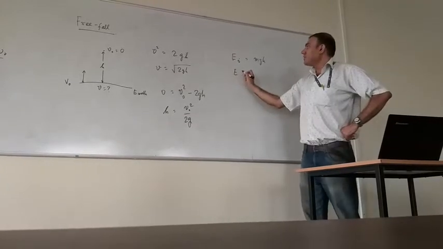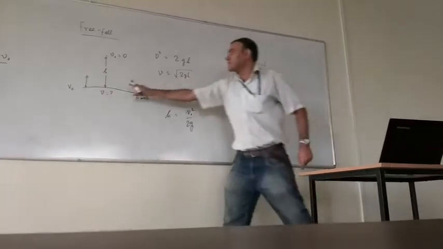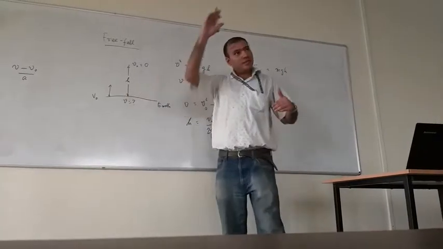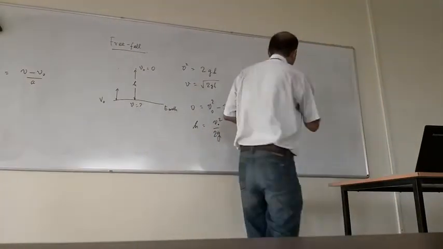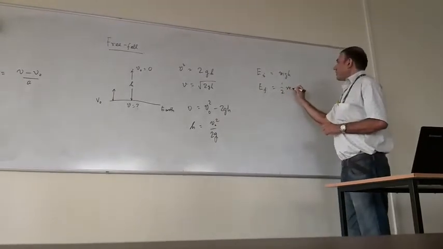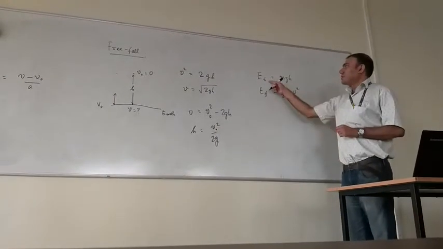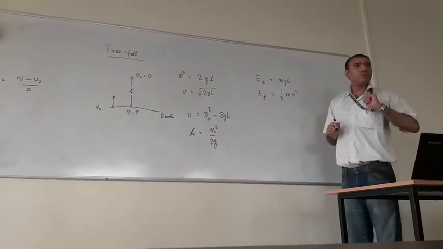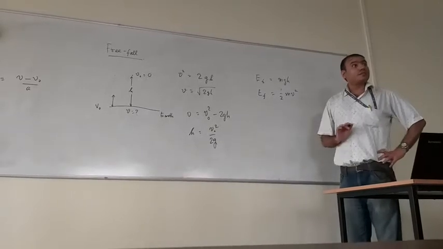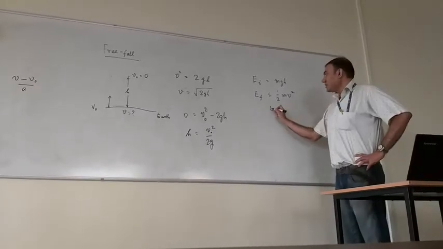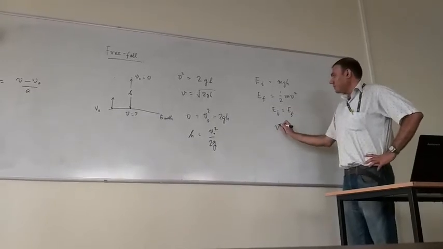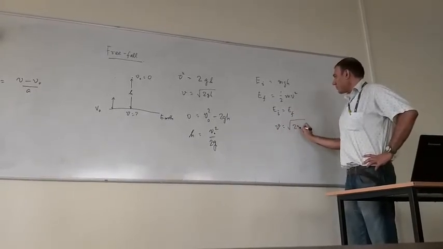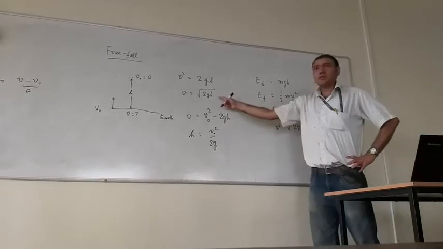And for the final one, once it reaches the ground, the h reduces to 0, so it's entirely kinetic: half mv squared. As I said, these two would be equal because you do not have any dissipation due to friction. So E_i equals E_f. That gives you v equals the square root of 2gh. See, it's just the same.